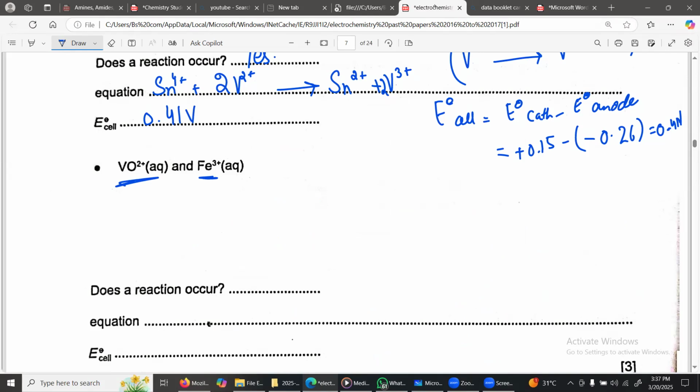It means the reaction will not occur. So you can write VO2+ plus Fe3+ aqueous, no reaction. And here you can also write no, not feasible. So that's the thing about this question.